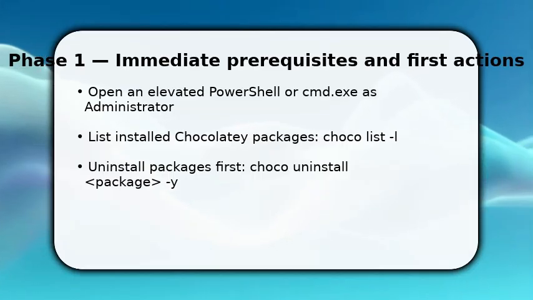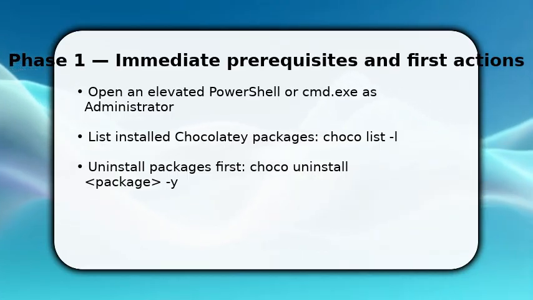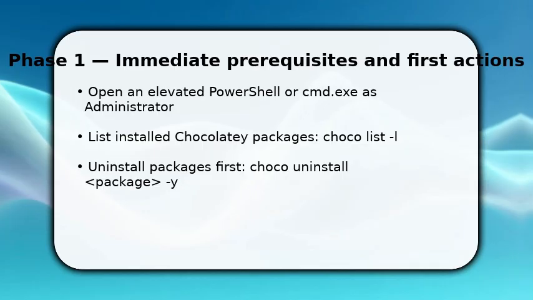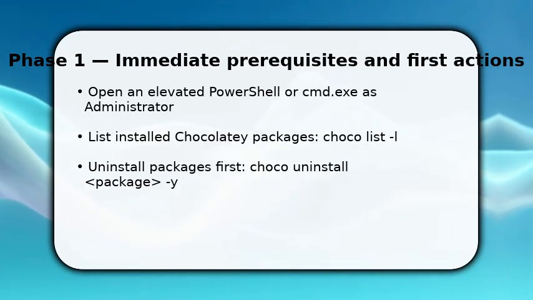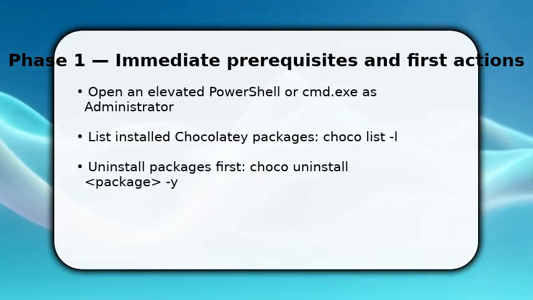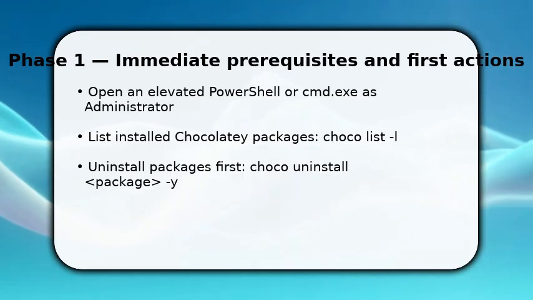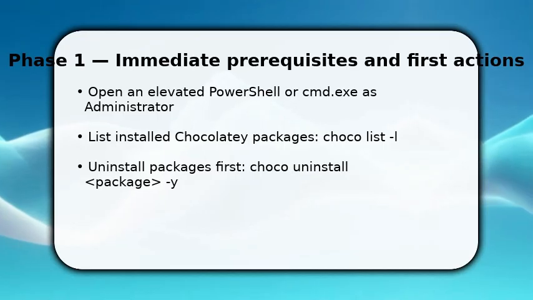You start by running an elevated PowerShell. This is required because system-wide files and registry keys need admin rights. Once you have admin shell, list packages using choco list -l so you know what to remove. Then uninstall each package with choco uninstall package -y.